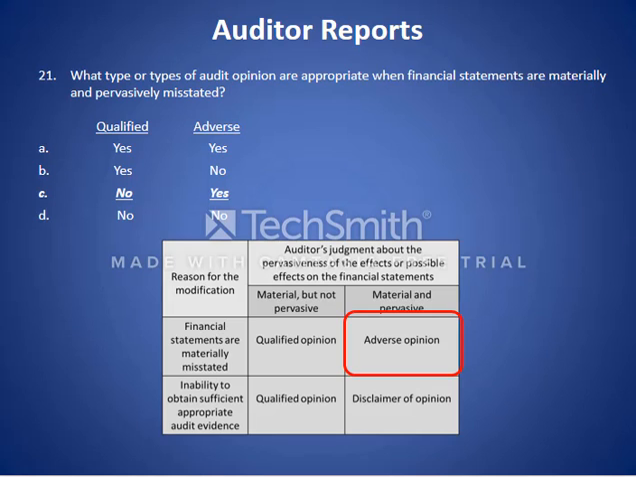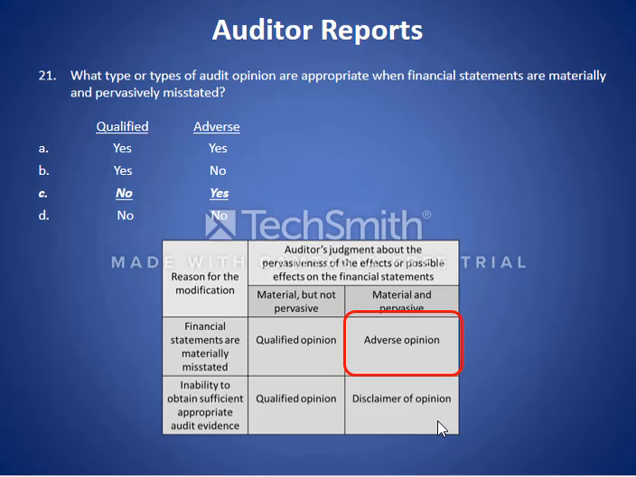If we take a look at what I call the 10,000 foot matrix here, you can see material and pervasive misstatement. There are only 2 conditions under which the auditor will issue one of these opinions. We do have the audit proof that the financial statements are materially misstated. That would result in an adverse opinion.